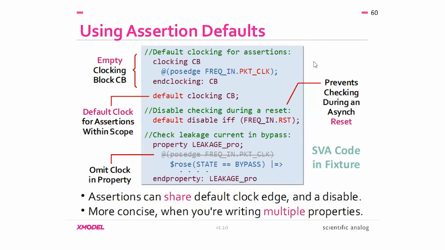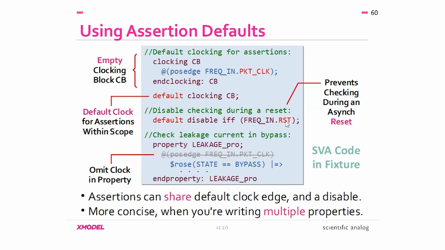Once you've written half a dozen or a dozen assertions, if they're all using the same clocking and reset scheme, you can wind up with many redundant lines of code. So we recommend using SystemVerilog defaults. For example, we can omit the clocking portion of the property expression by going with the default clock. Here, CB is the name of a clocking block. It's an empty clocking block. We haven't specified any input or output timing. We're simply identifying the rising edge of our packet clock by the synonym CB, and that becomes our default for clocking assertions within this module scope.